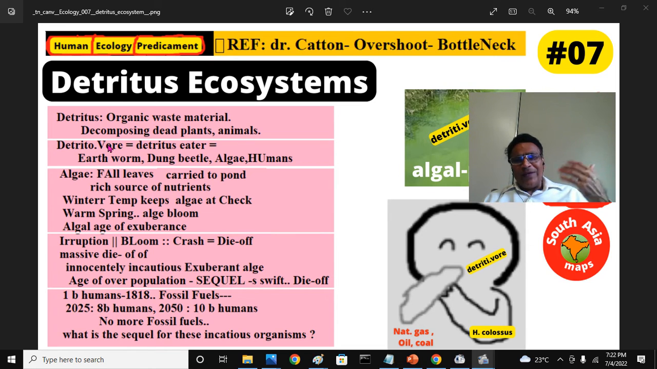Vore means a person or an organism that eats. This is herbivore, eats vegetable things. Omnivore eats everything. Carnivore eats carnal flesh. Detritivore eats detritus. Earthworms are detritivores. Dung beetles are detritivores. Algae are also detritivores. Humans, especially Homo colossus, are also detritivores.